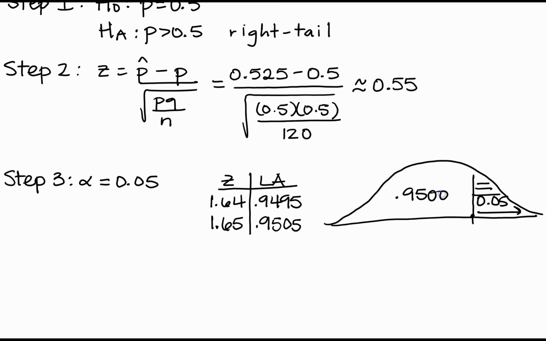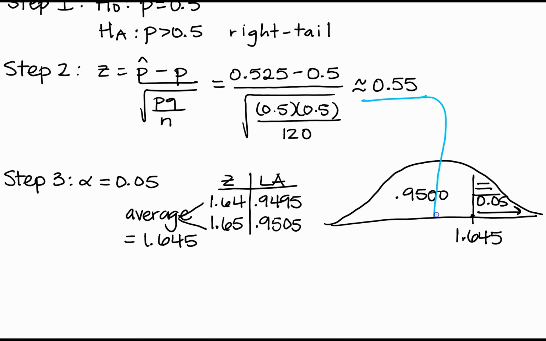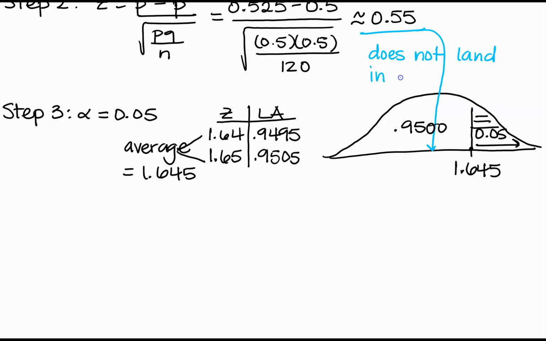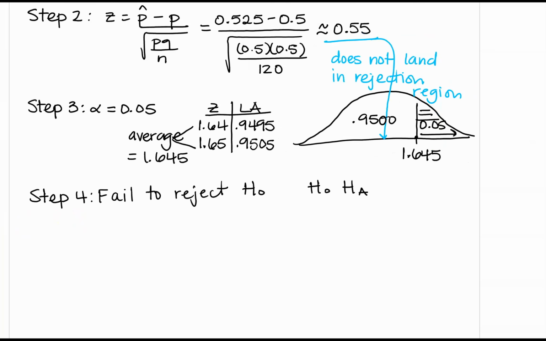Now that we know that, we are ready to take our test statistic of 0.55 and drop that into the picture. It's going to be rather close to the center since it's not that far from 0, and we see that it does not land in the rejection region. And so since this does not land in the rejection region, in step 4, we make the decision to fail to reject H0. And so since we have made the decision to fail to reject, we are not going to put the X on H0. We are going to put the X on HA.